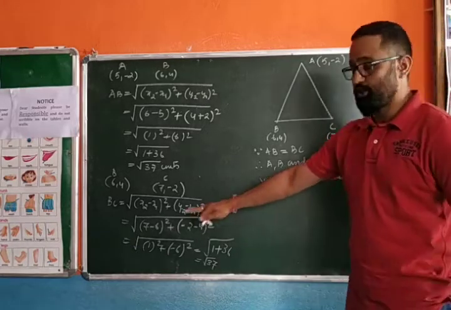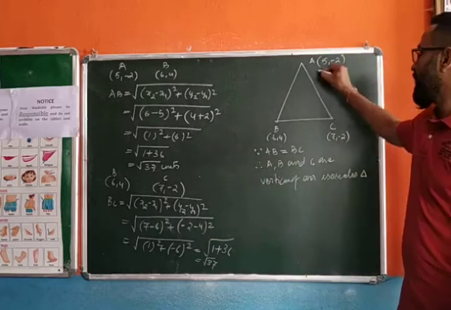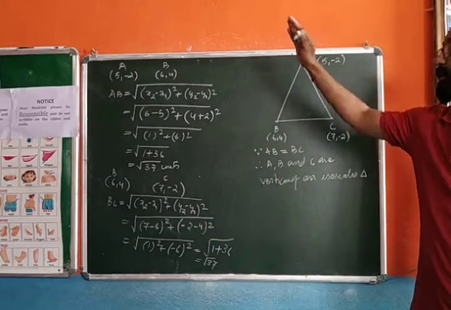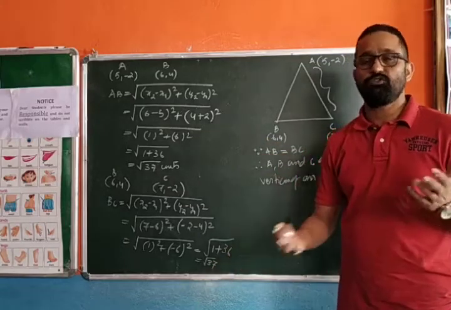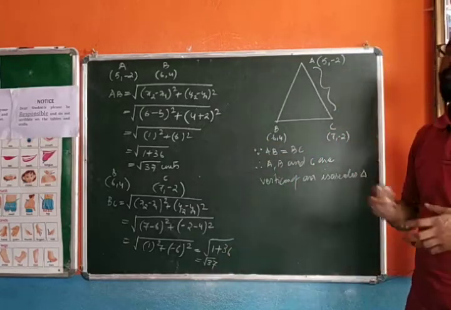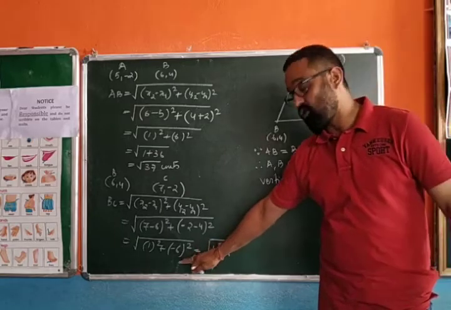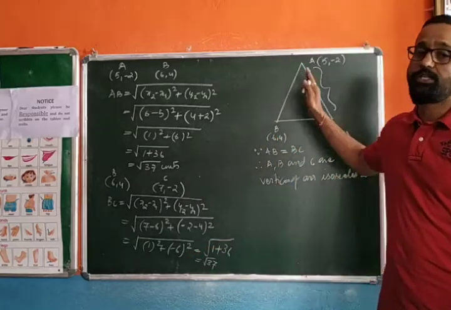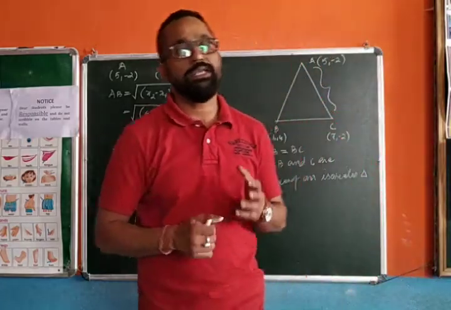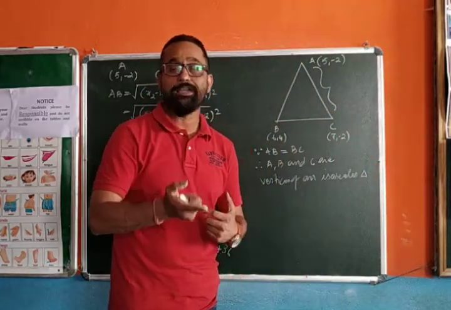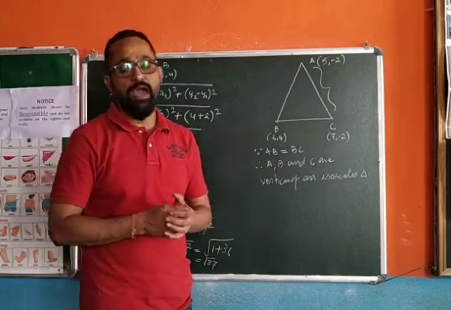If BC is not equal, then we have to calculate AC and compare which two are equal. Since AB and BC were already equal, I did not calculate AC. If this does not come equal, then we have to calculate AC to compare it. So this is how we prove triangles are isosceles, equilateral, or scalene.